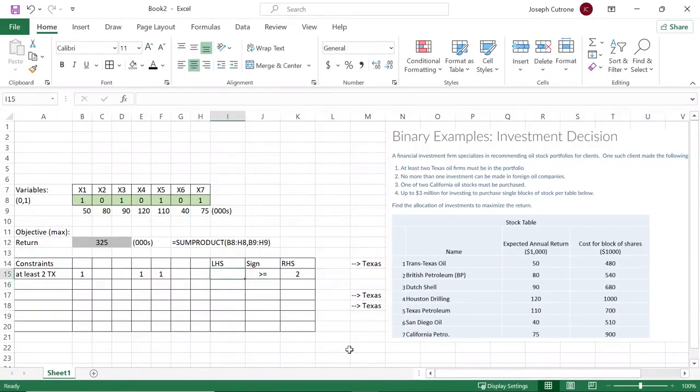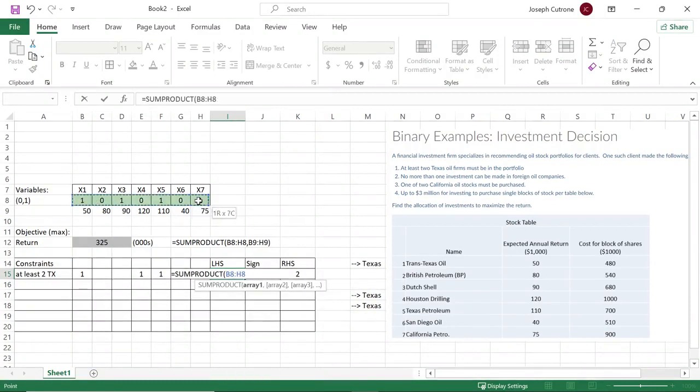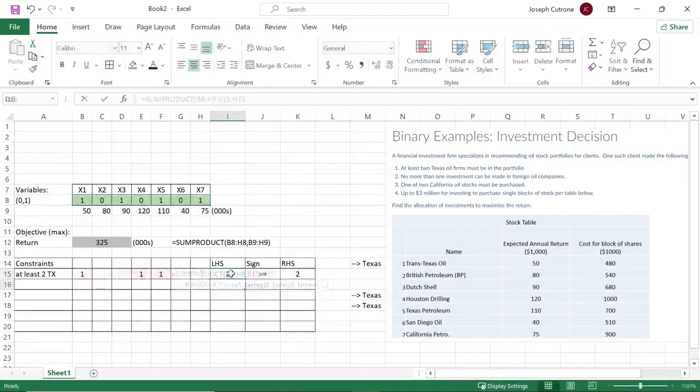And the left-hand side is no change. It's still our good old SUMPRODUCT. What is it of? The variable cells, comma, and then these numbers here in the constraint table. So I'll stay on that so you can see the formula for it. It's the same formula we've always done, but realize what's going on here. It's counting how many of these firms there are. This 2 is coming from what?